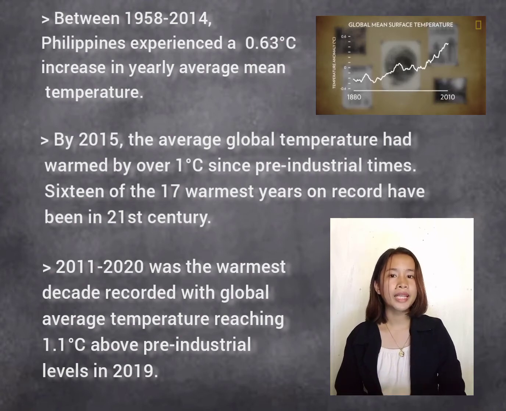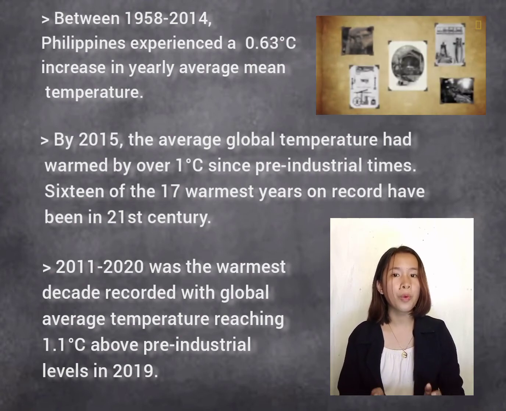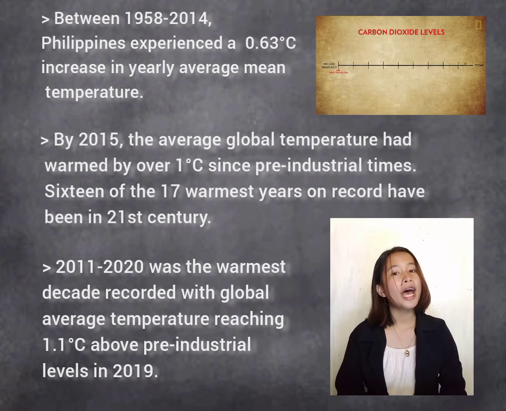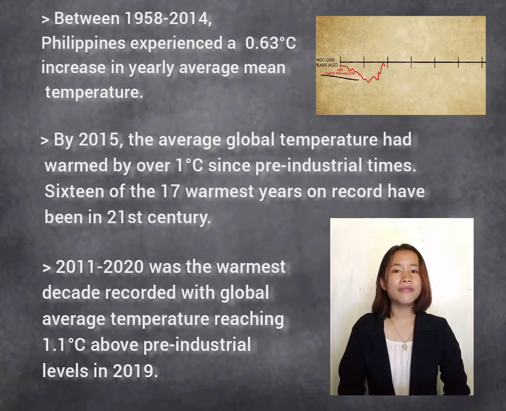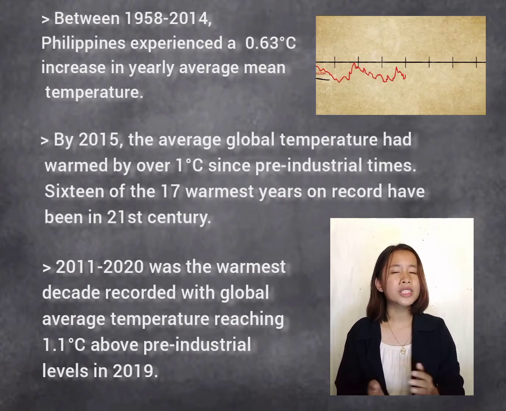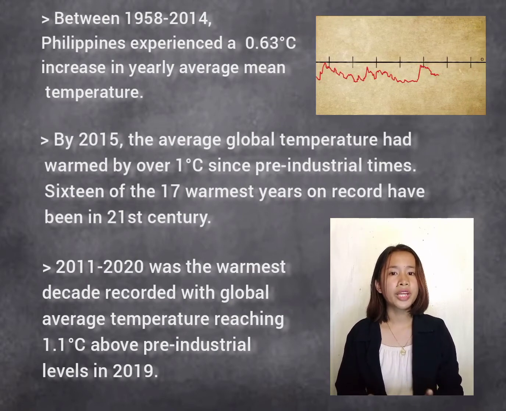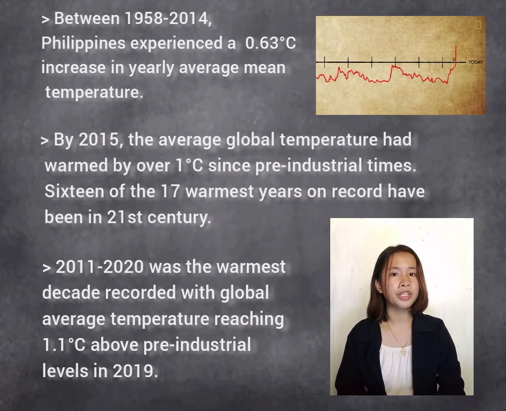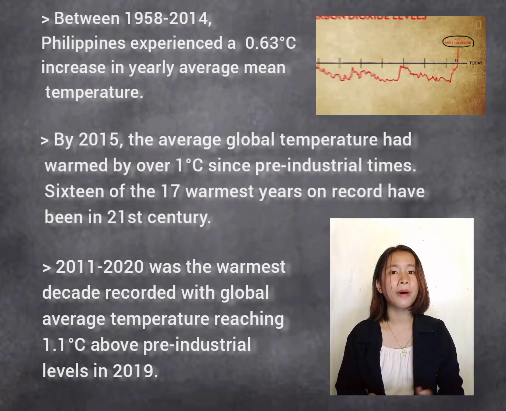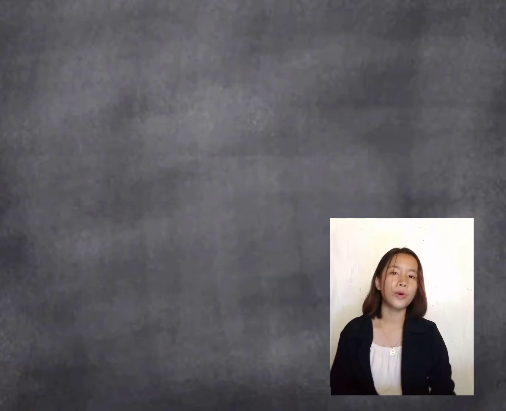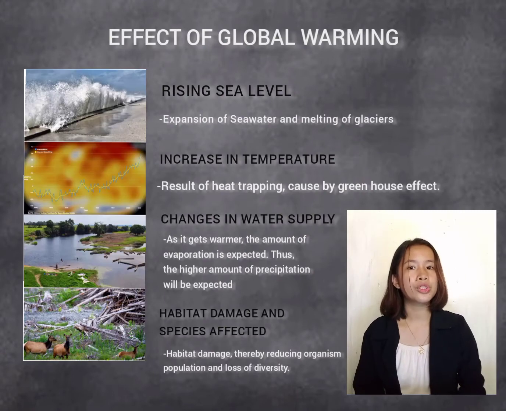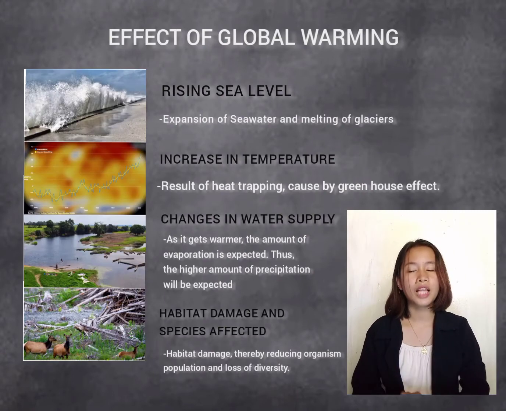By 2015, the average global temperature had warmed by over 1 degree Celsius since pre-industrial times. This makes 16 of the 17 warmest years on record occur in the 21st century. 2011 to 2020 was the warmest decade recorded, with a global average temperature reaching 1.1 degrees Celsius above pre-industrial levels in 2019. So, let's go to the effects of climate change.